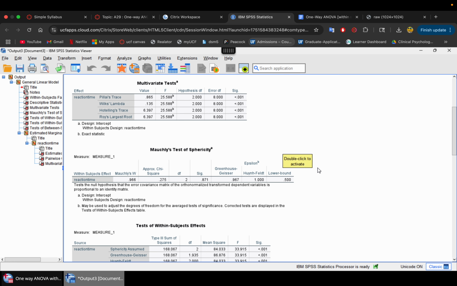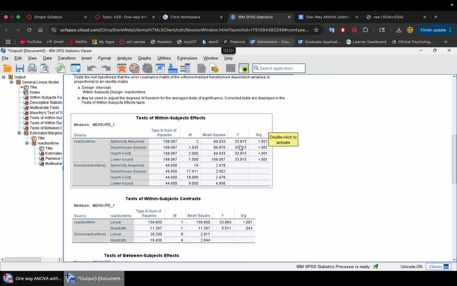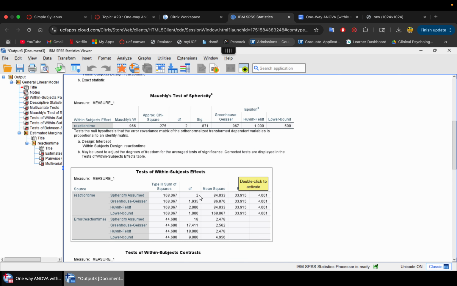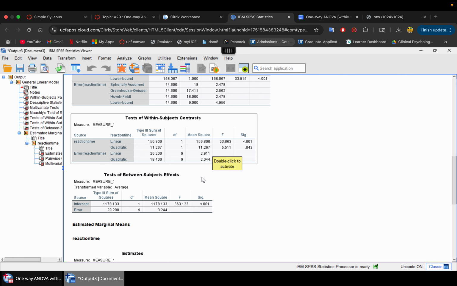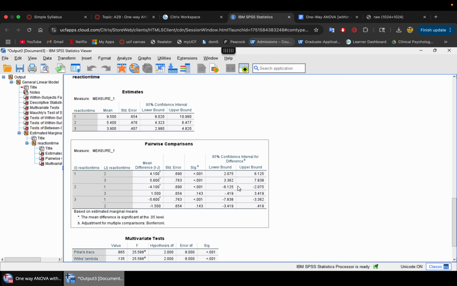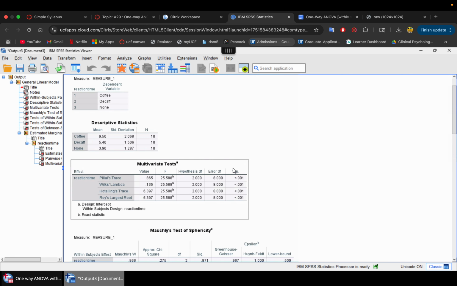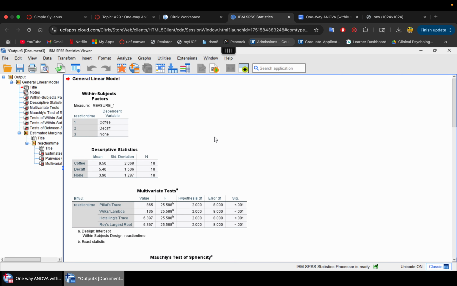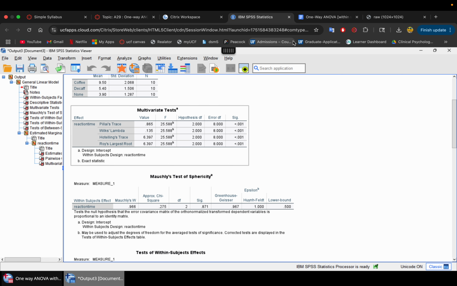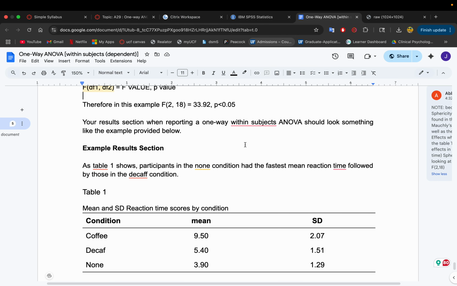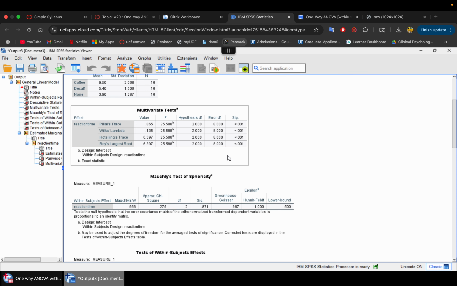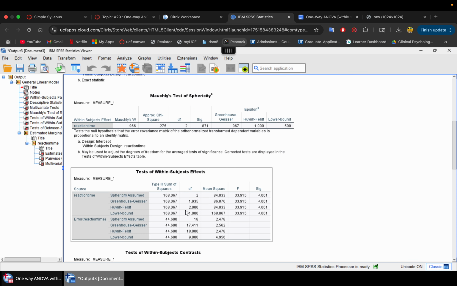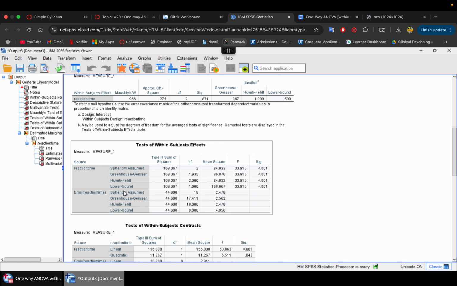Our F value is going to be found right here in the sphericity assumed row. And then our degrees of freedom is going to be found here, 2. Just look for the degrees of freedom. It should be 2 and 18 in the example. So the degrees of freedom is here, 2, and then it's 18 right here, for the reaction time error.